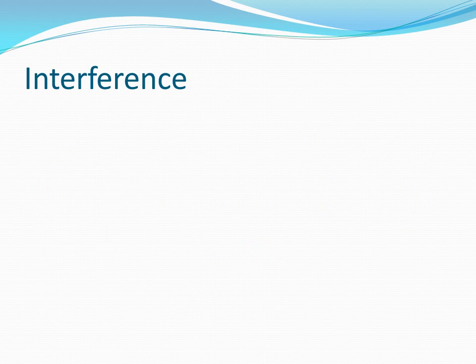The last thing we want to talk about in this video is something called interference. Interference are the things that happen that cause the communication process to break down. And as we're going through these, I want you to think about how they might pop up in our classroom.